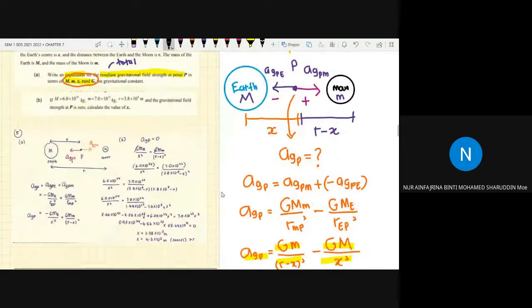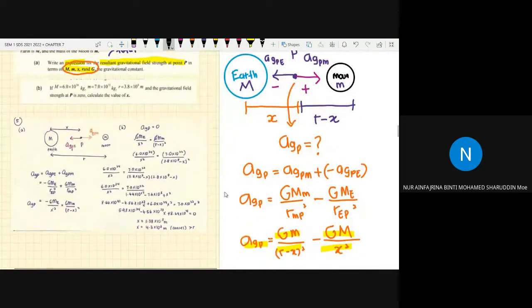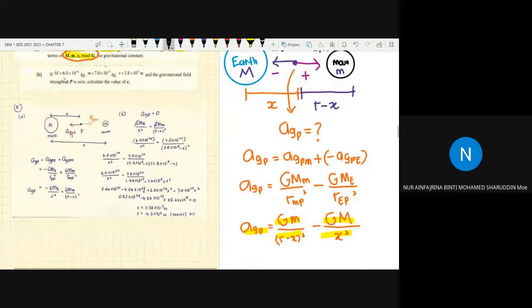Okay, now let's look at B. B dia kata if M equals to 6 times 10 to the power of 24 kg, so mass of earth lah sebab capital M, and mass of moon is equal to 7 times 10 to the power of 22 kg, dan distance dia R adalah 3.8 times 10 to the power of 8 meter, and the gravitational field strength at P is 0, calculate the value of X.